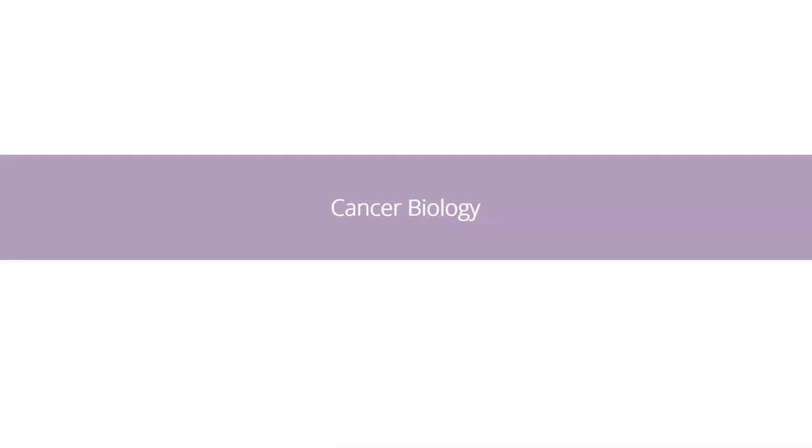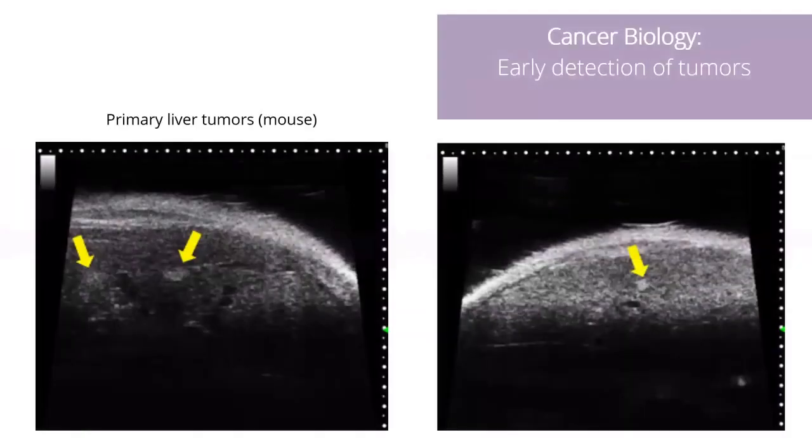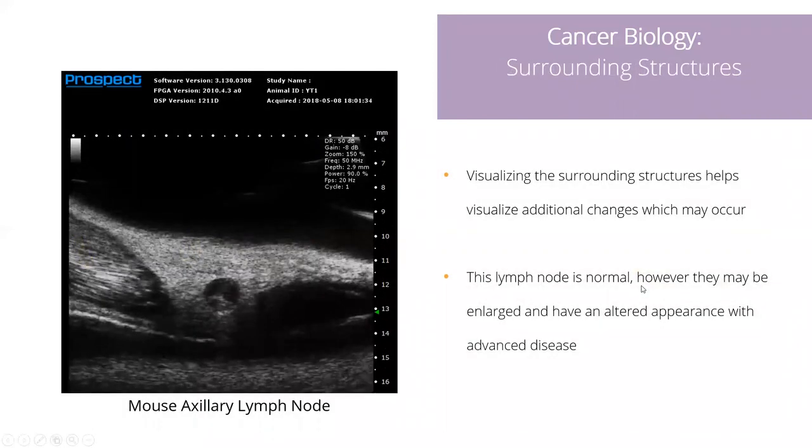So moving now to cancer biology, different applications. So again, with B-mode imaging, the first thing that we want to start to do is identify and detect tumors very early on. And so these are examples of very small lesions that are being formed within the liver, and we're able to identify those from the normal parenchyma. We of course want to look at the surrounding structures to see if they're being affected. So this is actually an axillary lymph node that looks quite normal.